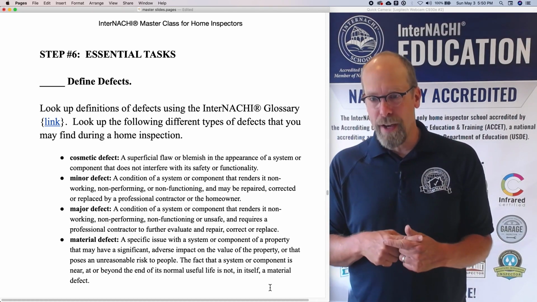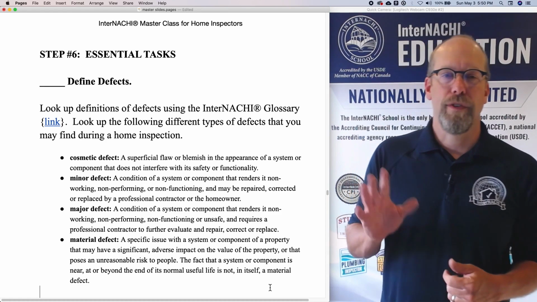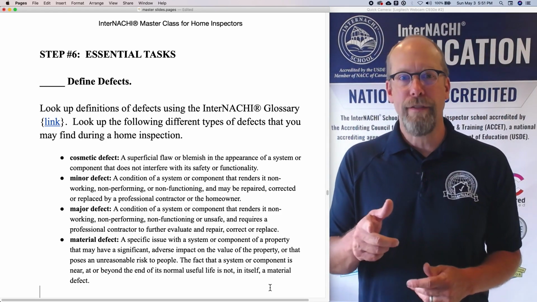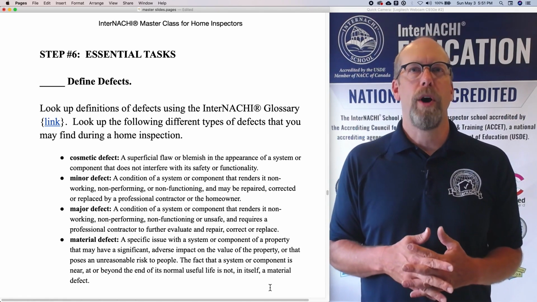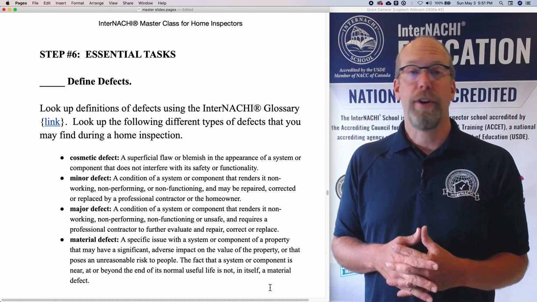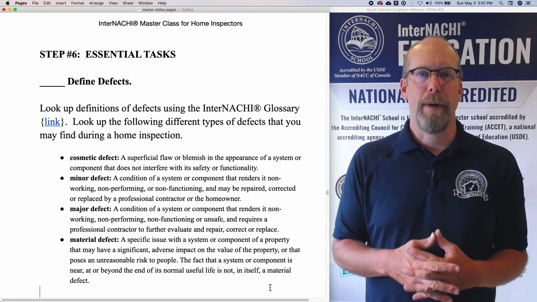The cosmetic defect, that's a superficial flaw or a blemish. You can report it as a courtesy. Minor defect, that's something that a homeowner can fix themselves. For example, a dirty air filter could be fixed by the homeowner.